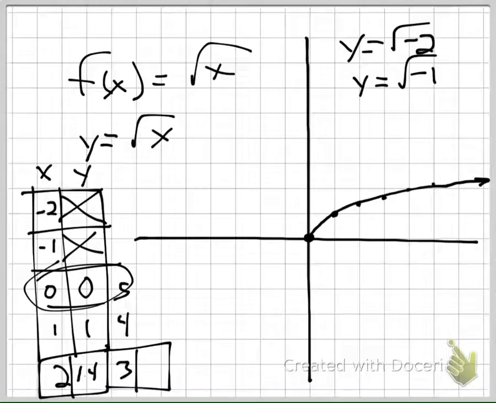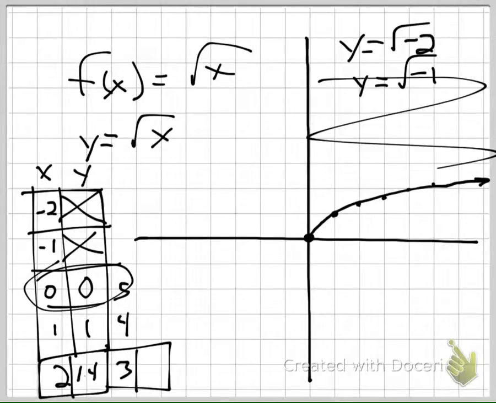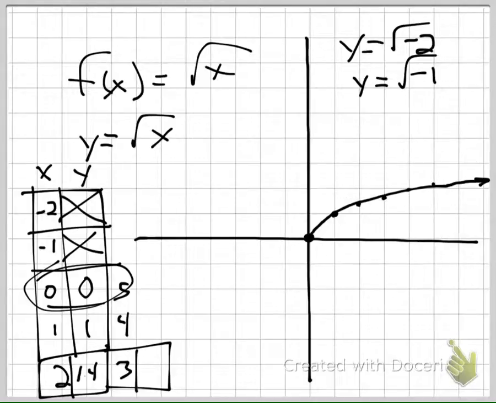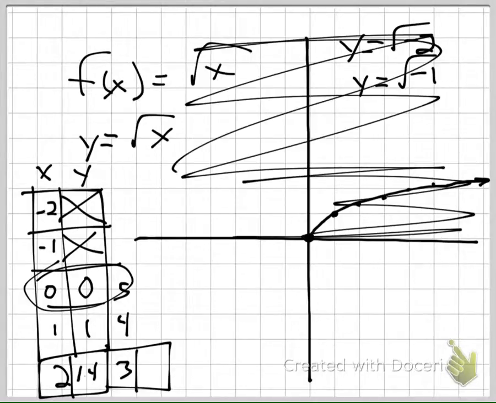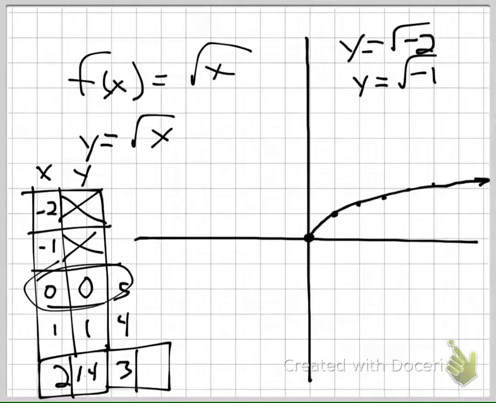What about the range? Greater than or equal to 0, right? For X, we're talking about everything over here. And for Y, we're talking about everything up here, right? So there it is. Does that make sense?